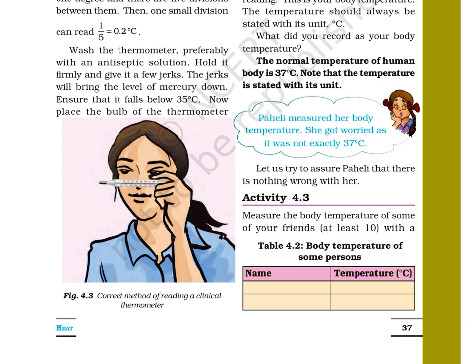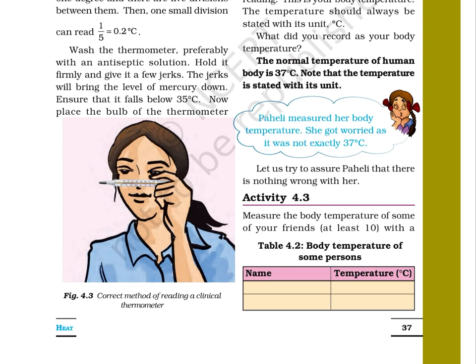Figure 4.3. Correct method of reading a clinical thermometer. Here, we can observe a girl closely looking at a thermometer and trying to know her temperature. There's a thought bubble given here. A picture of Paheli is next to it. Paheli measured her body temperature. She got worried as it was not exactly 37 degrees Celsius. Let us try to assure Paheli that there is nothing wrong with her.